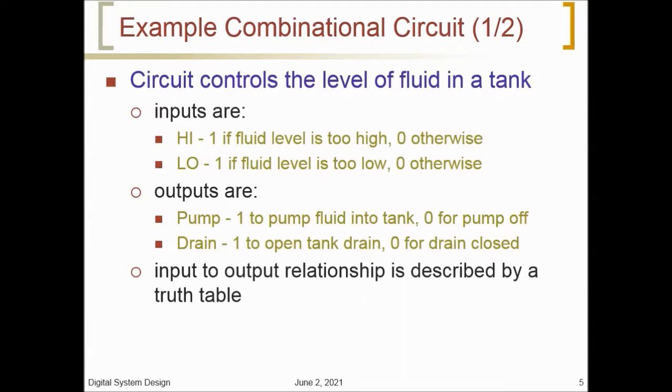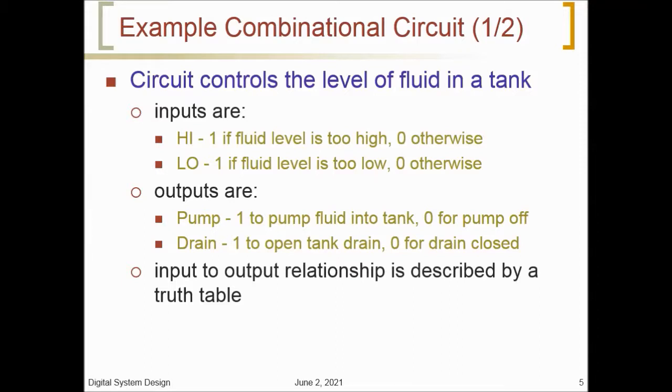Similarly, it has two outputs, pump and drain. If the fluid is going into the tank, it means the pump is running and the pump output is 1, otherwise the output is 0. Similarly, if the tank is overflowing, then the pump is 0 and the drain output is 1, otherwise the drain output is 0.